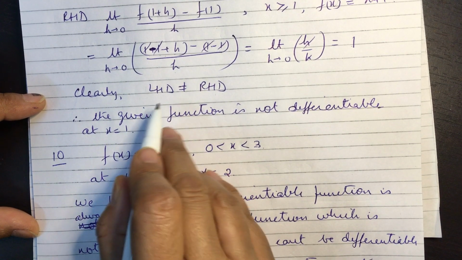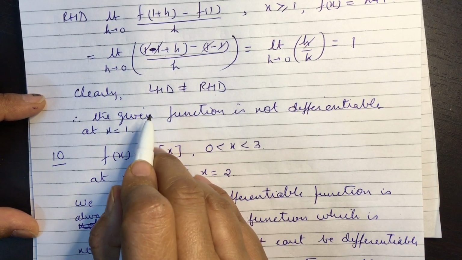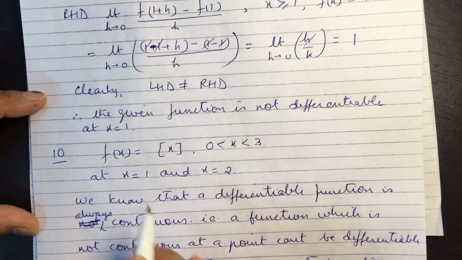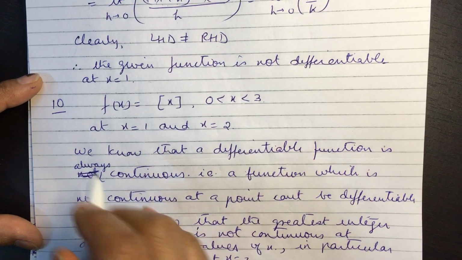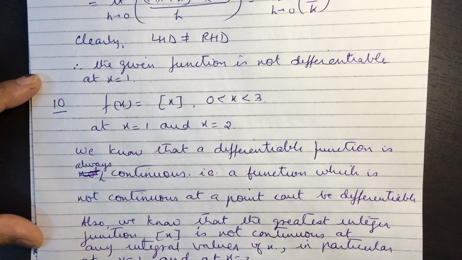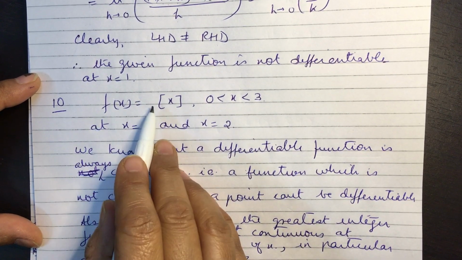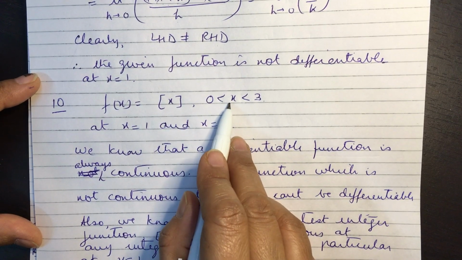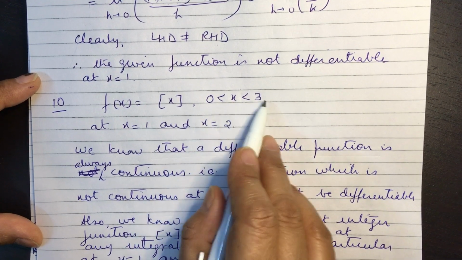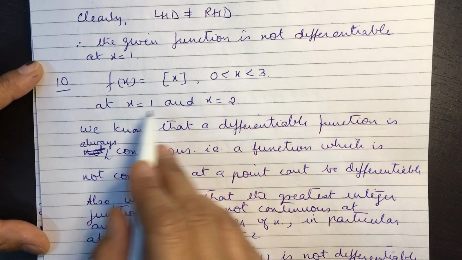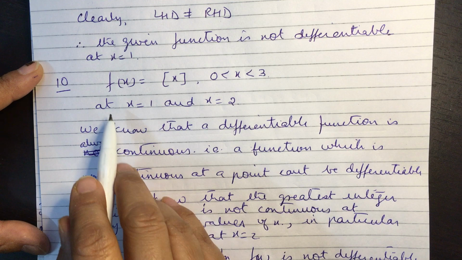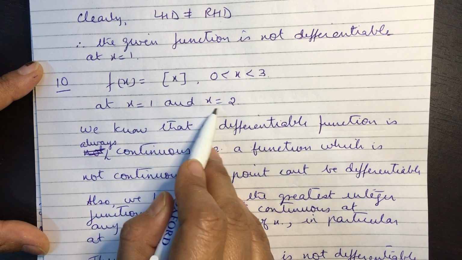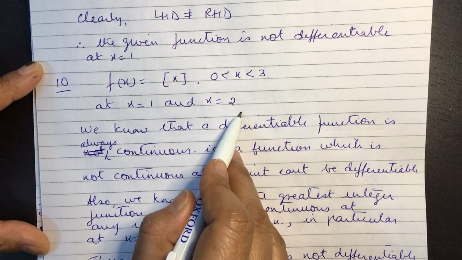On the same lines, you will do more questions. You can do any question of this kind. Now, yet another kind of question is question number 10, which is f(x) is equal to the greatest integer function of x, and which is defined from 0 to 3. We have to check whether it is differentiable at x equal to 1 and x equal to 2 or not.